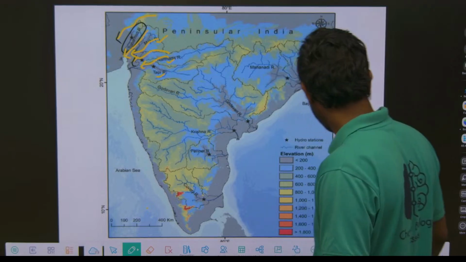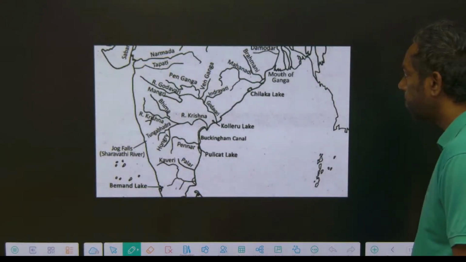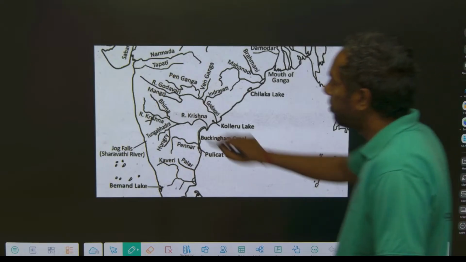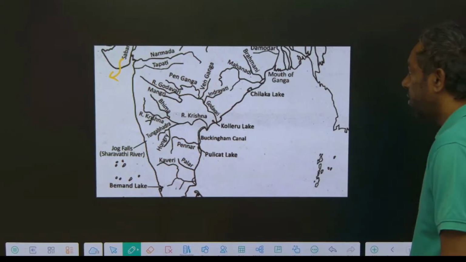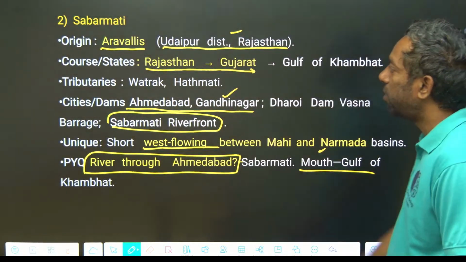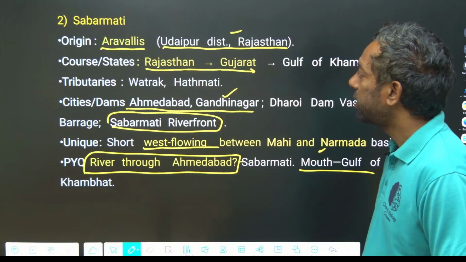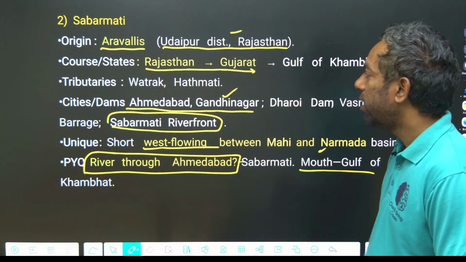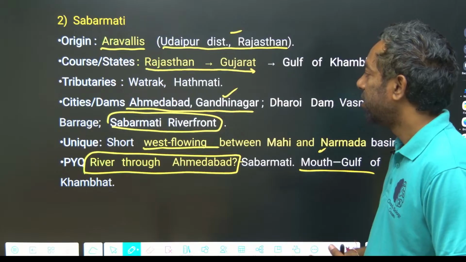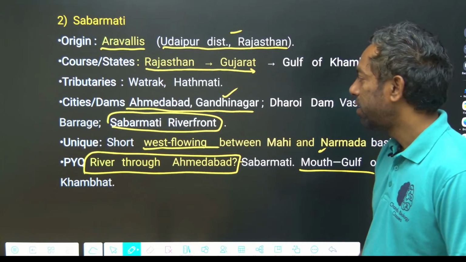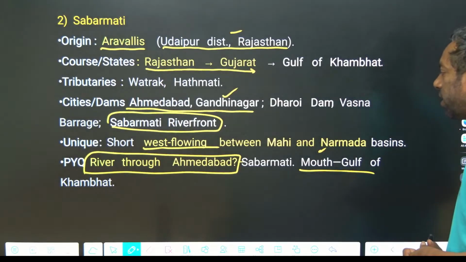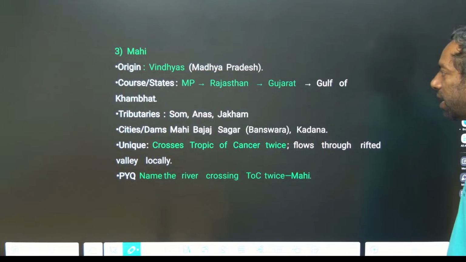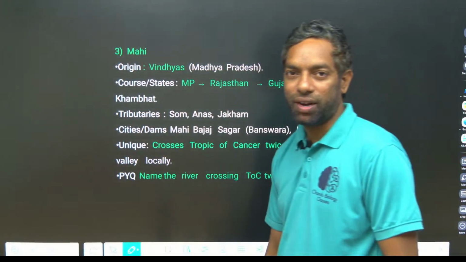Sabarmati, Gujarat. Sabarmati enters the Arabian Sea finally. Okay. Yeah, these are the points. The course is Rajasthan and Gujarat, it originates in the Aravali hills, and this is the Ahmedabad city river. Okay. Sabarmati, it is the river of Ahmedabad, a west flowing river. Okay, between Mahi and Narmada. Mahi river. Okay, this is also a west flowing river, a most important river.